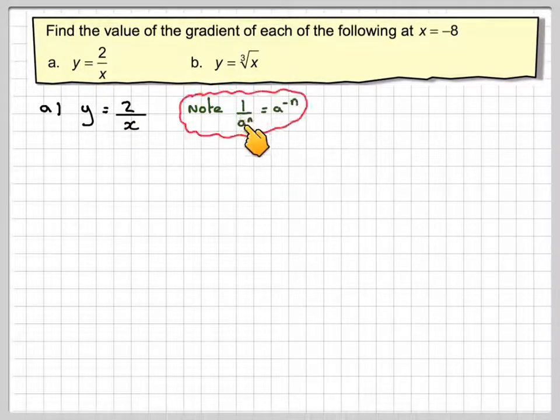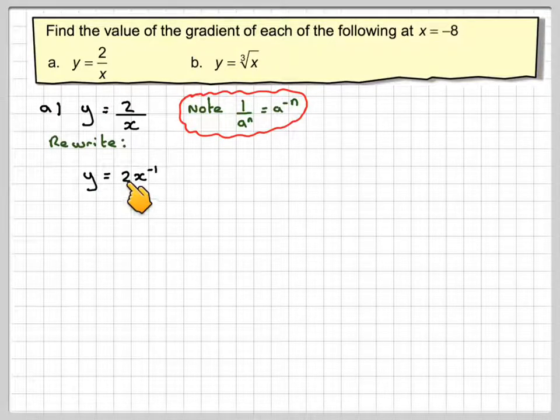Note that 1 over a to the n is a to the minus n. So you need to rewrite this first before you can actually carry out the process of differentiation in order to find the gradient function. So rewrite, you're going to get that y is equal to 2, and then the x comes up and we write that as x to the minus 1.